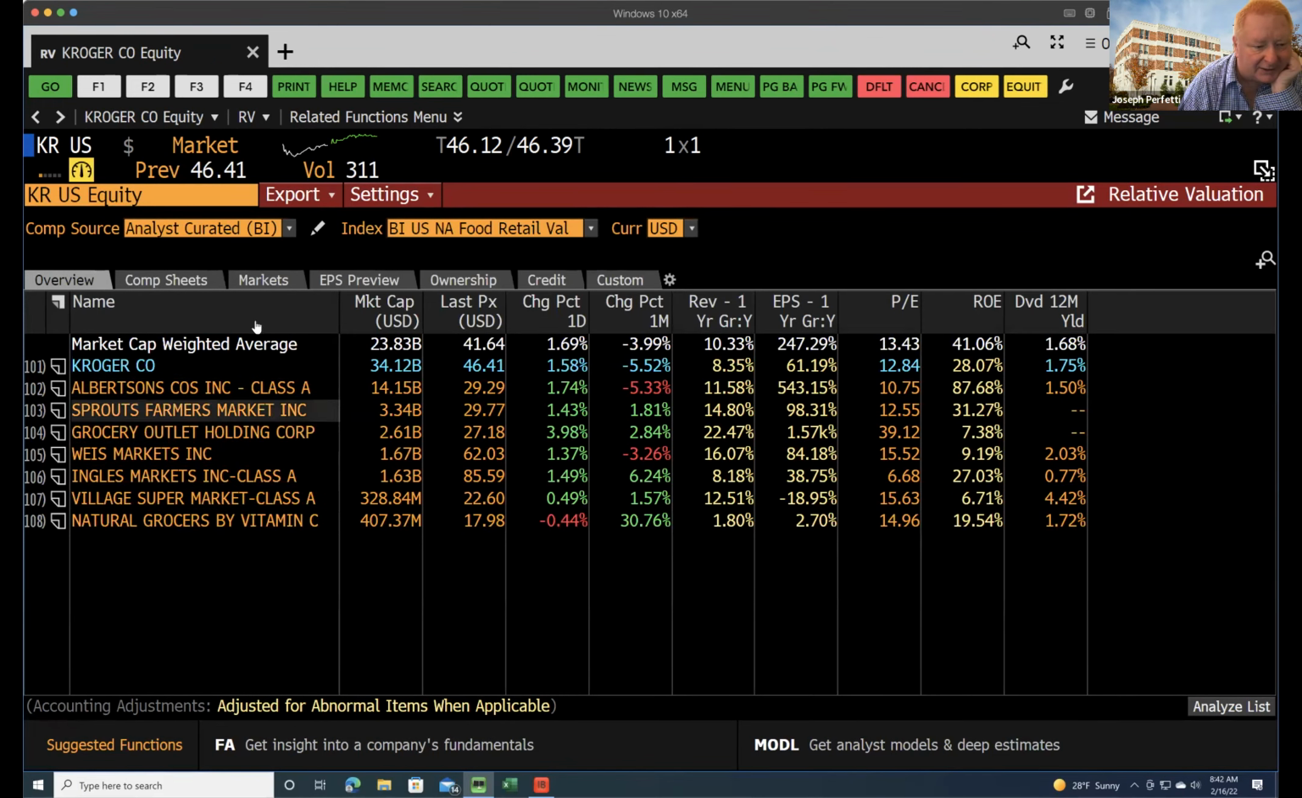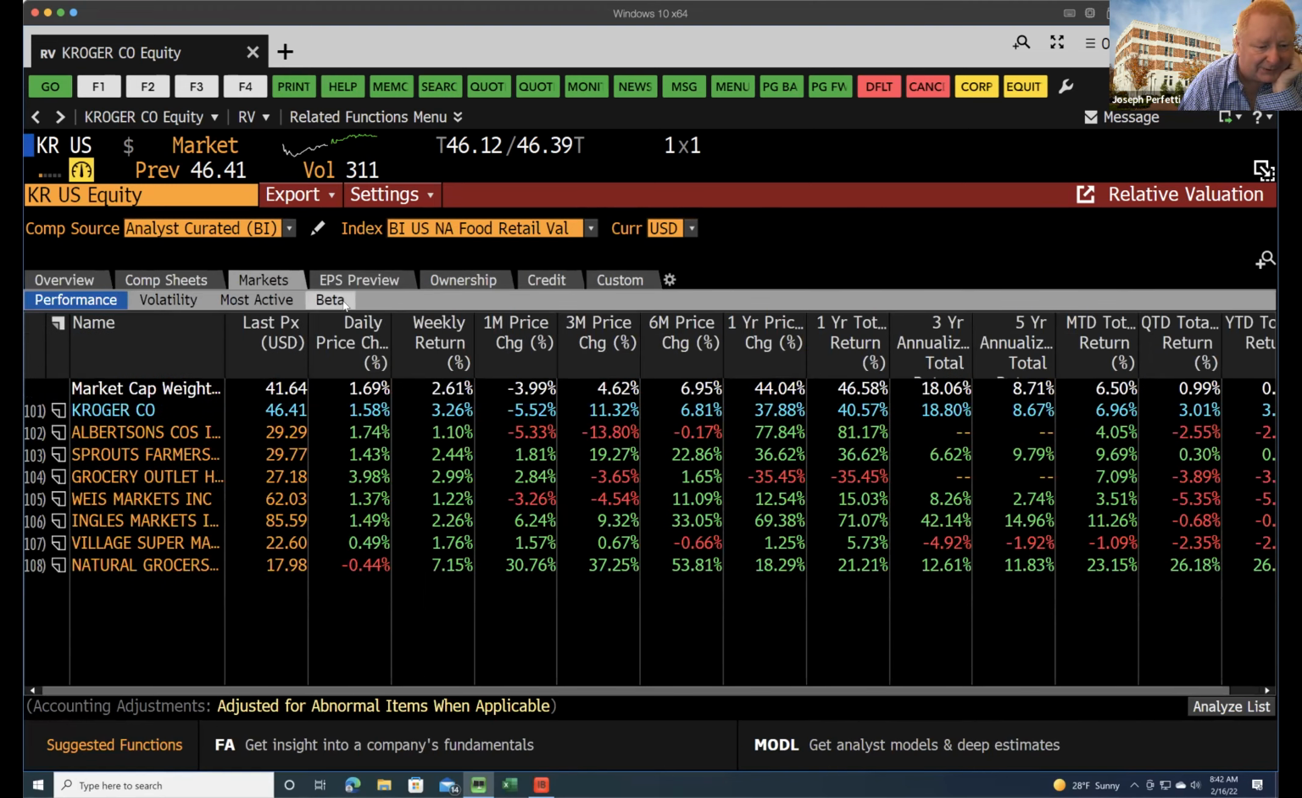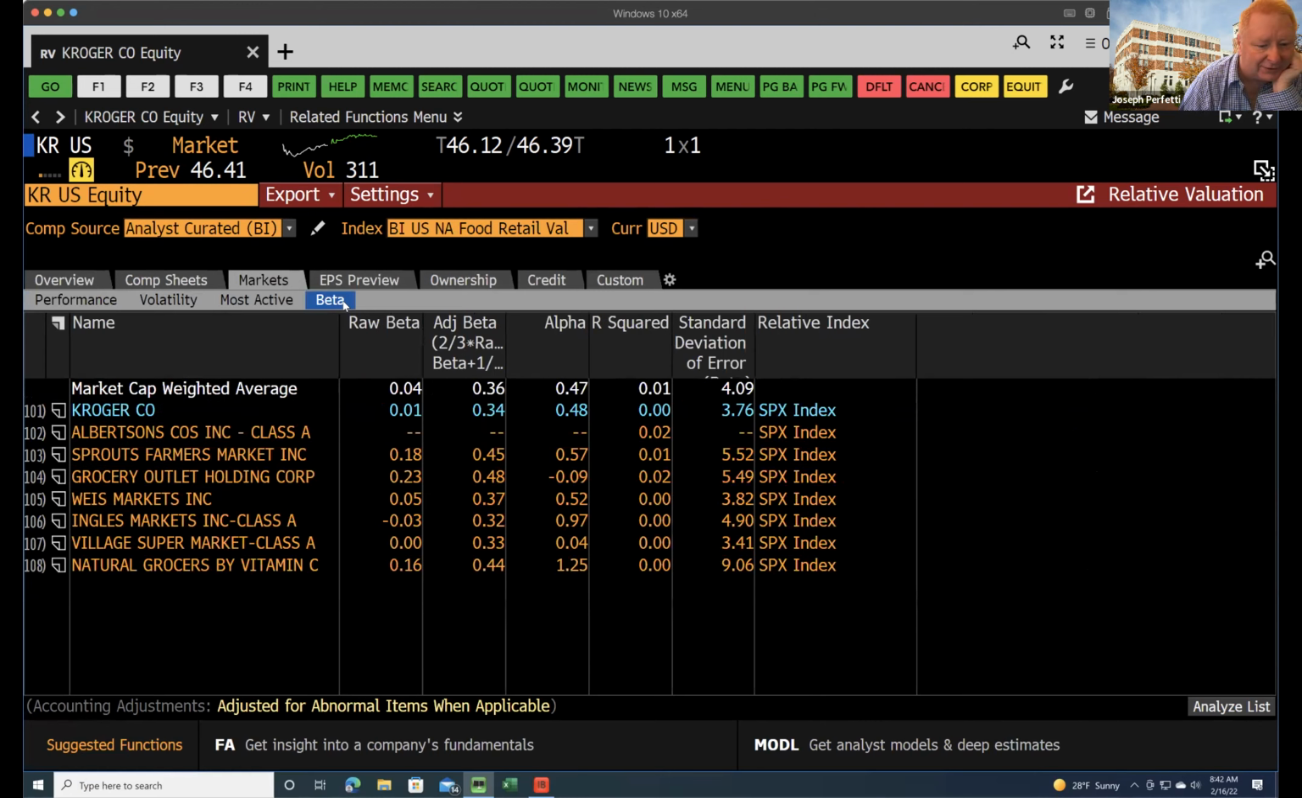And essentially you'd have gone first to markets beta. And the first thing you notice is the beta in this industry is extraordinarily low. The raw beta for the industry is 0.04. Kroger is essentially close to 0 at 0.01. Right? So that's the point. These companies almost seem to be impervious to the changes in economic conditions. Their beta is close to 0. Right? And it doesn't matter. Good times, bad times, people just go to the grocery stores.